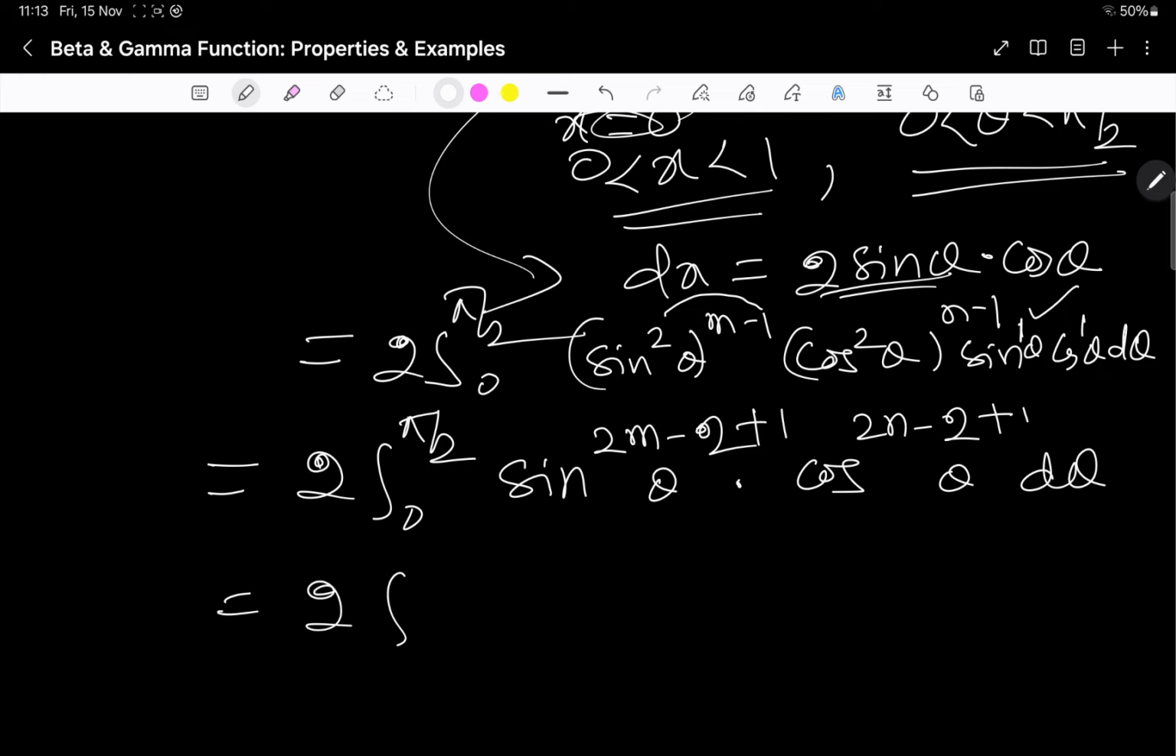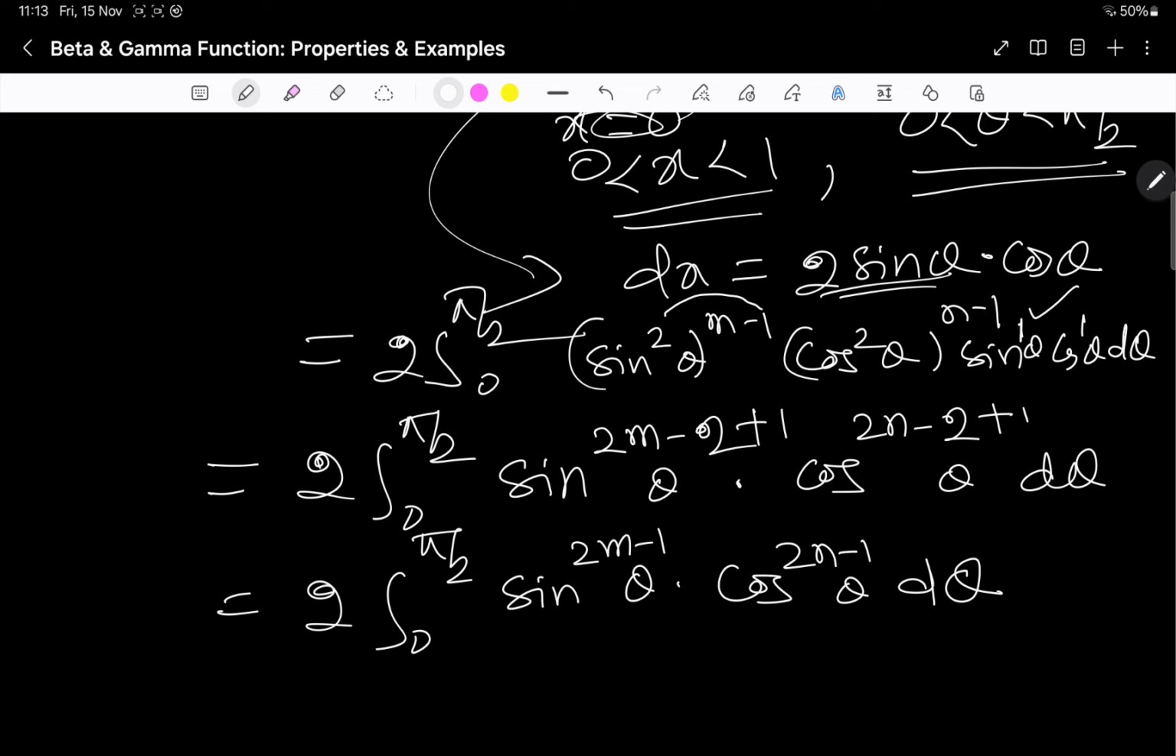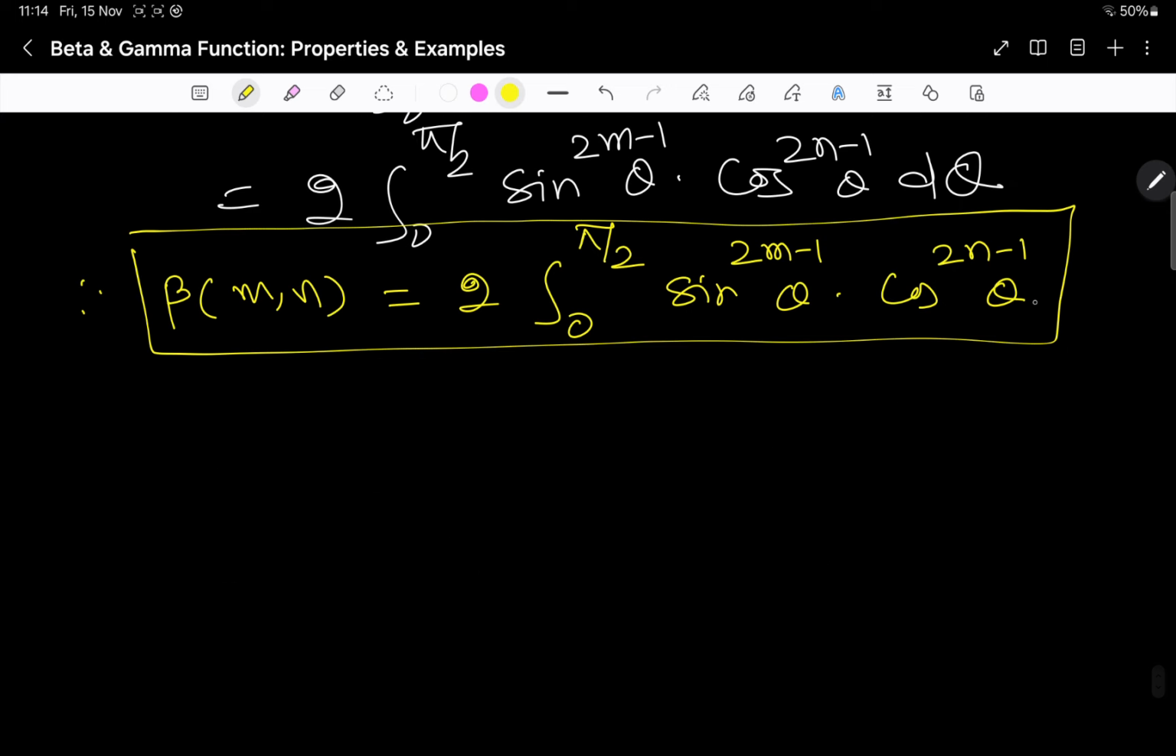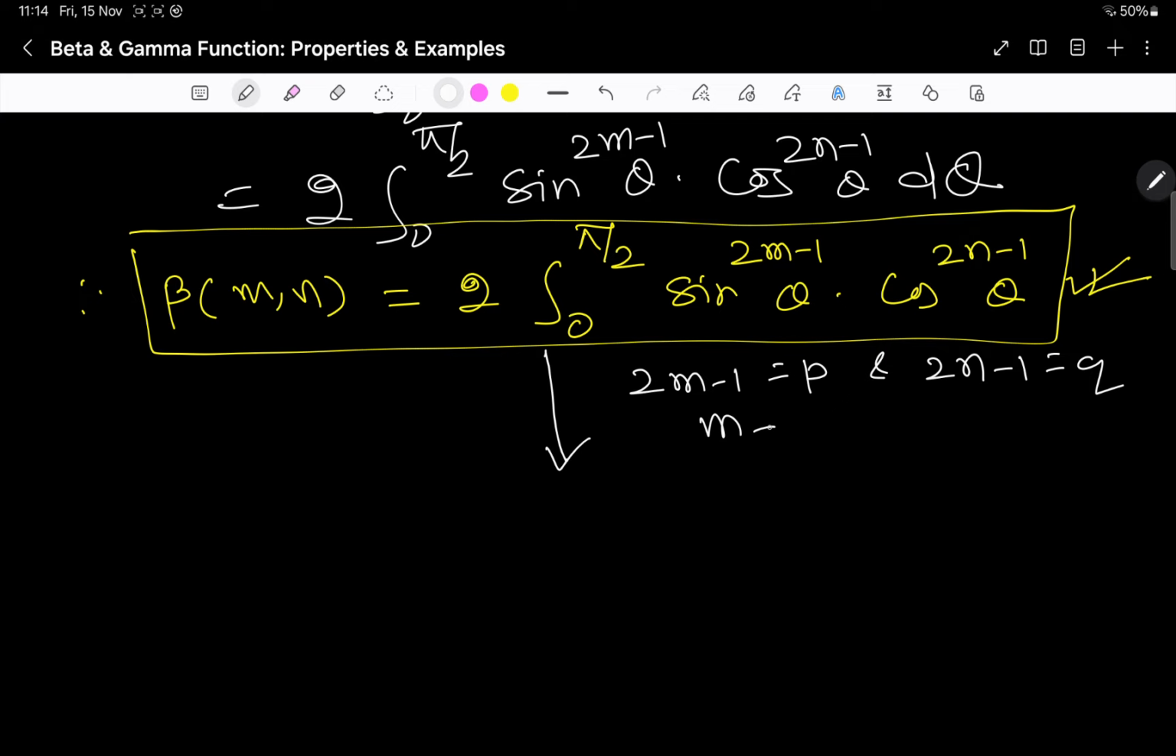So this will be twice integral 0 to pi by 2 sine to the power 2m minus 1 theta into cos to the power 2n minus 1 theta d theta. So this is important. So now we establish beta mn is this. Now we come to another important property here. We just have a little bit of workout here. If you put 2m minus 1 is equal to p and 2n minus 1 is equal to q, right? Then you simplify it. What will be your m? m will be p plus 1 by 2, and n will be q plus 1 by 2, is it not?